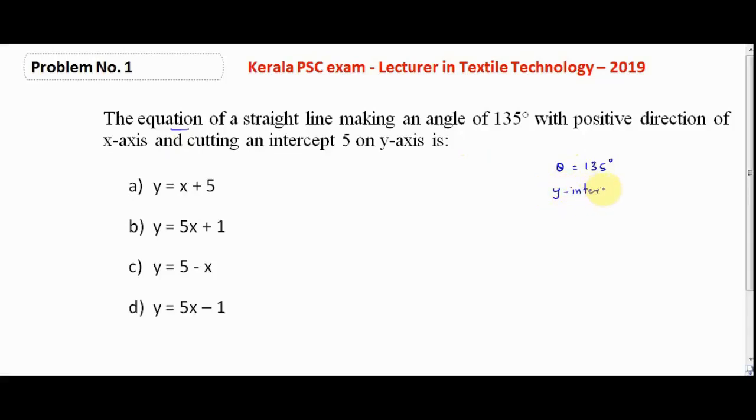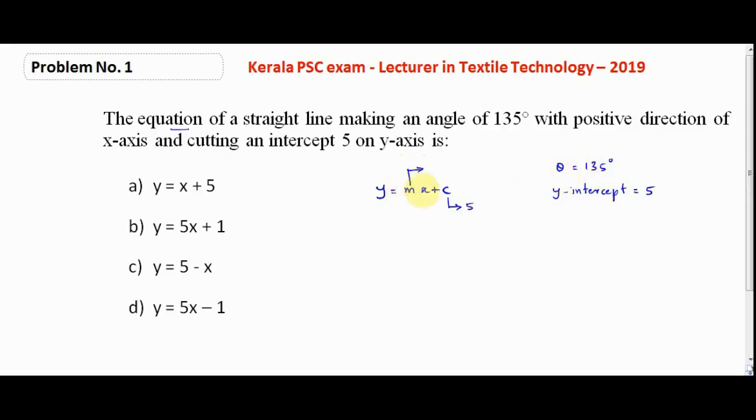Y-intercept is 5. So here we have to make use of slope intercept form, that is y is equal to mx plus c. The y-intercept is given, that is the value of c is given as 5. But we don't know the value of the slope m. But the angle is given as 135 degree. From that we can calculate the value of slope.